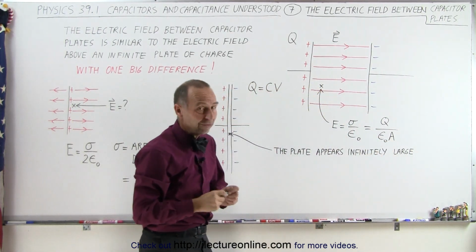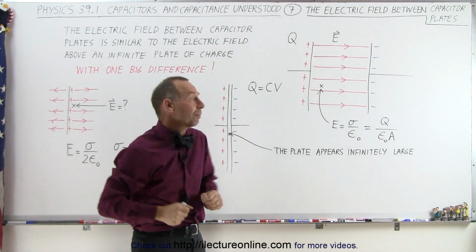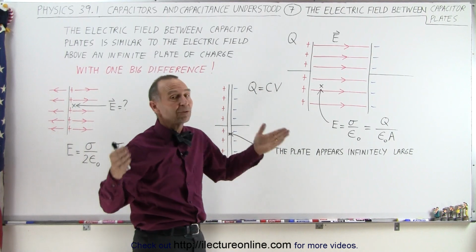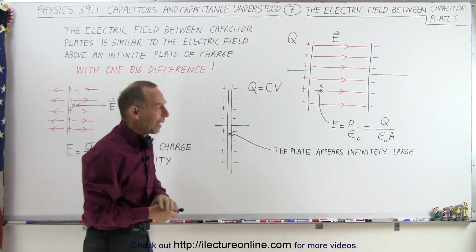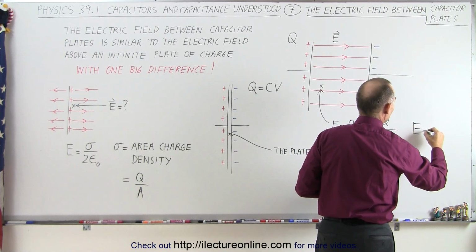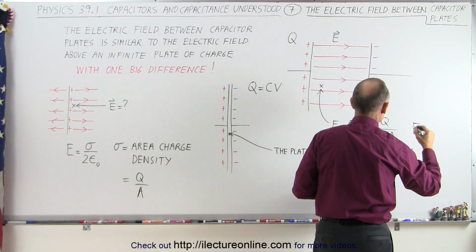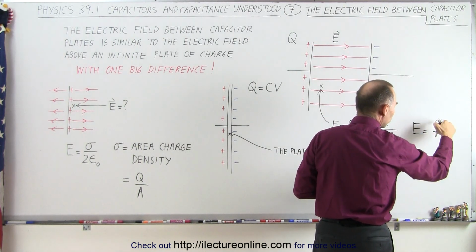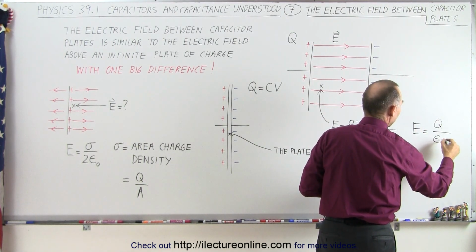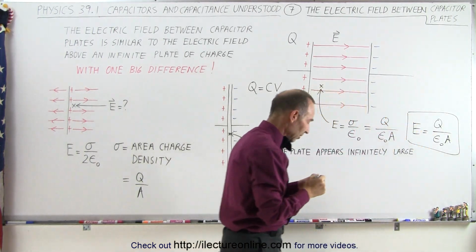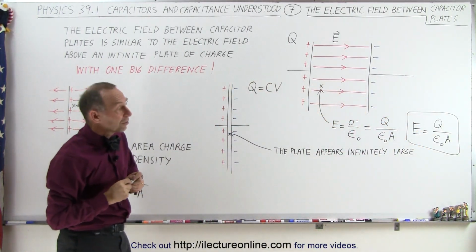So instead of defining it in terms of how much charge is in the capacitor, you can also define it in terms of the capacitance and how much voltage is applied to the capacitor. But ultimately, this is the simple equation that defines the electric field inside, or between, two capacitor plates: the amount of charge on the capacitor divided by epsilon sub naught times A. And that's how we find the electric field between the plates.